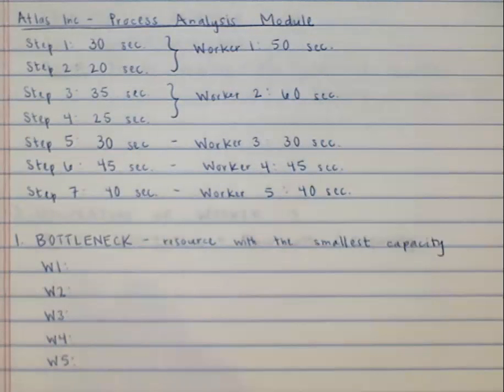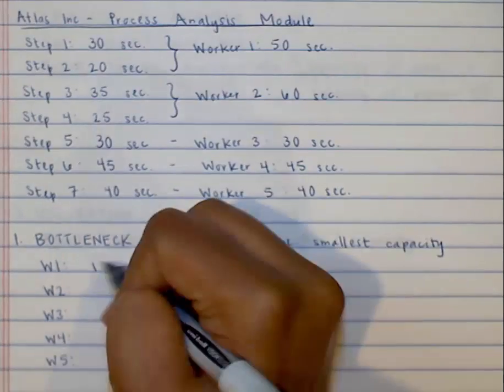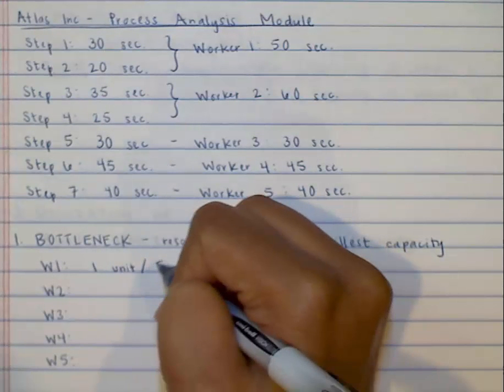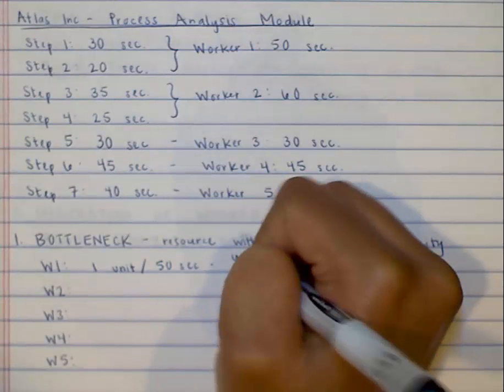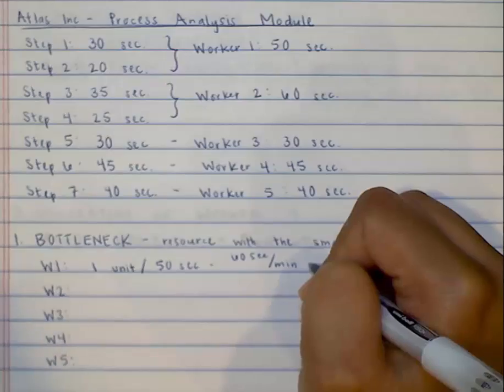The first question asks us about the bottleneck. Recall the bottleneck is the resource with the smallest capacity. Let's consider each worker's capacity. Worker 1 has a capacity of 1 unit per 50 seconds. Multiplying this by 60 seconds per minute gives us 1.2 units per minute for worker 1.